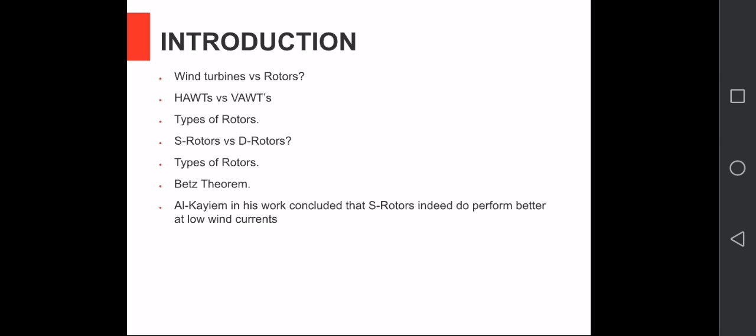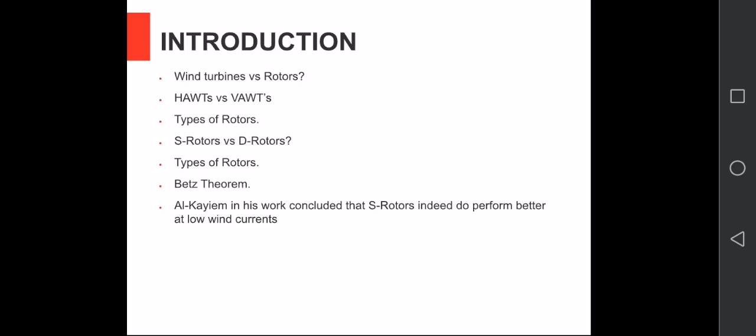What is the Betz theorem? Albert Betz, a German physicist, put forth what is known as the Betz theorem, or the Betz law. According to him, the theoretical maximum efficiency for a wind turbine is 59.3%. Of all the wind current that passes through the wind blades, only 59.3% of that energy is going to convert to useful work. That is known as the Betz law.